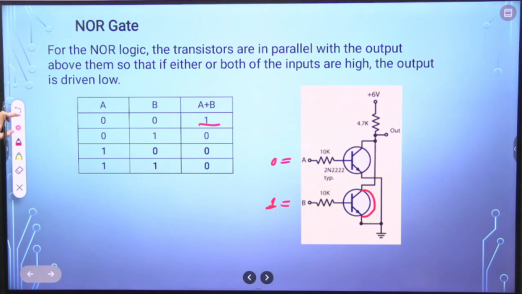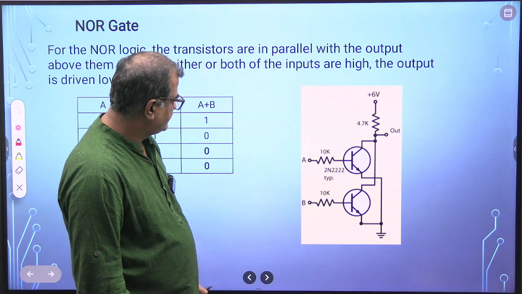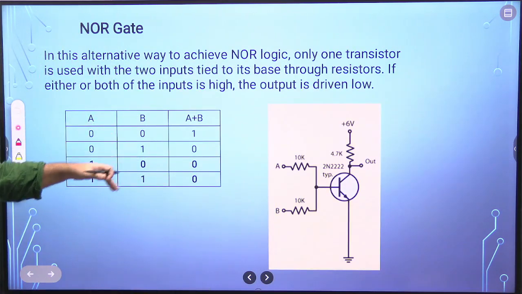Questions have been asked in this pattern in GATE: they made a circuit and asked to identify the logic gates. Okay, so next is, now, a NOR gate you can implement with this.